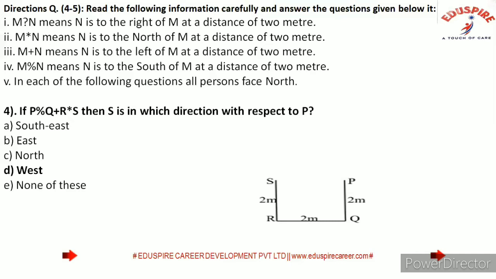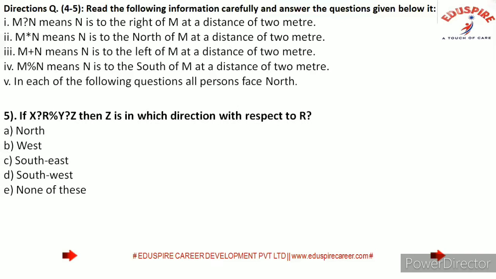Then R * S. M * N means N is to the north of M at a distance of 2 meters. So R * S will be S is to the north of R at a distance of 2 meters. So the location of S with respect to P will be west. Hope you have understood this.